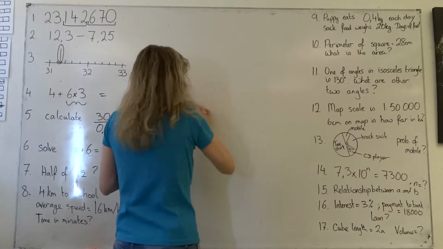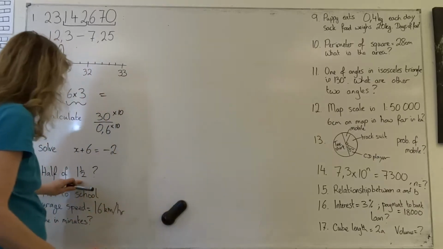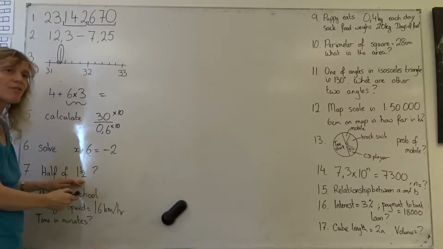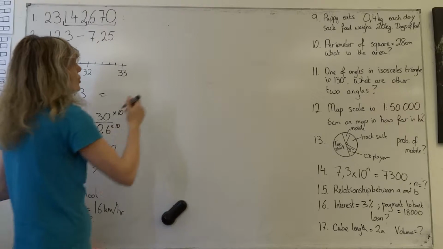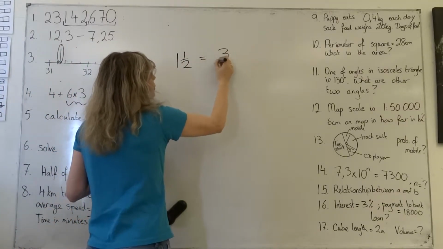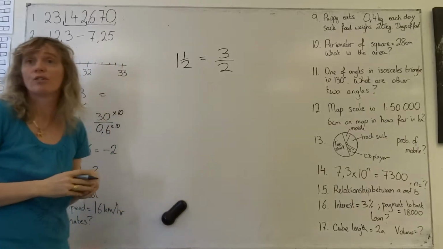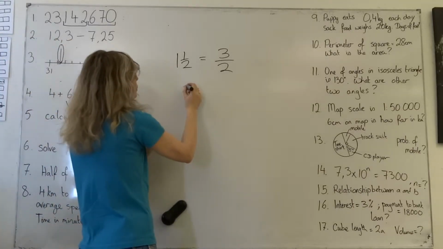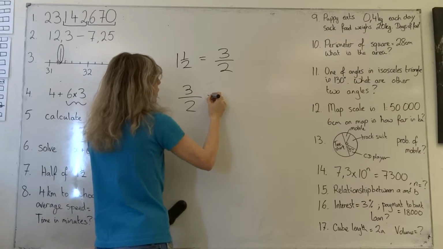Then it asks us to do half of 1.5. Well, here we've got it as a mixed fraction. The easiest thing to do with that is convert 1.5 to a top-heavy fraction. That's the same as 3 over 2. So what we want to do is take a half of 3 over 2.